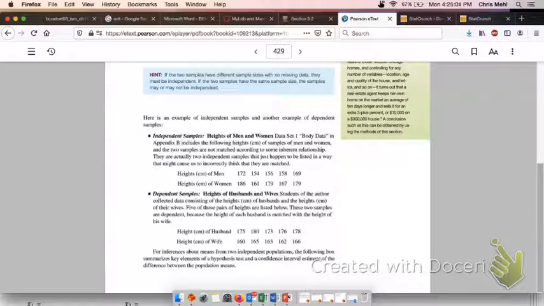Now, when you look at a dependent sample, maybe I'd have heights of husbands and wives. Since these are husbands and wives, or pairs of couples, there would be a natural pairing between the two samples. In this case, you would have to have the same number of husbands and wives, obviously, since the pairs are matched, or both samples are dependent or matched in some way.